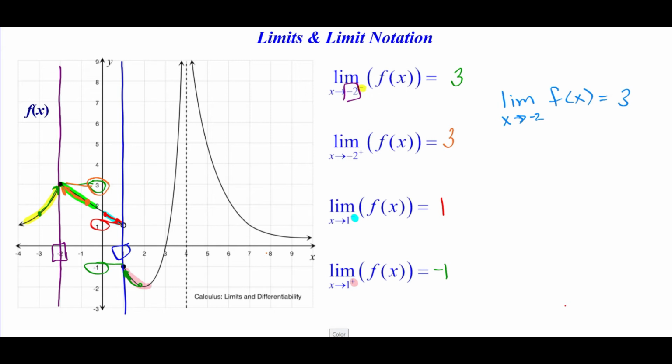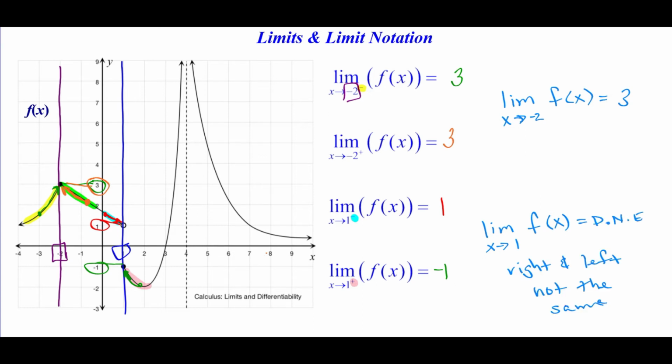In this case, my left and right-hand limits do not equal the same value. So in this case, we would say the limit as x approaches 1, f of x. So remember, this is my general limit because there's no direction given of the right-hand or left-hand side. So this is our general limit. So this limit does not exist.